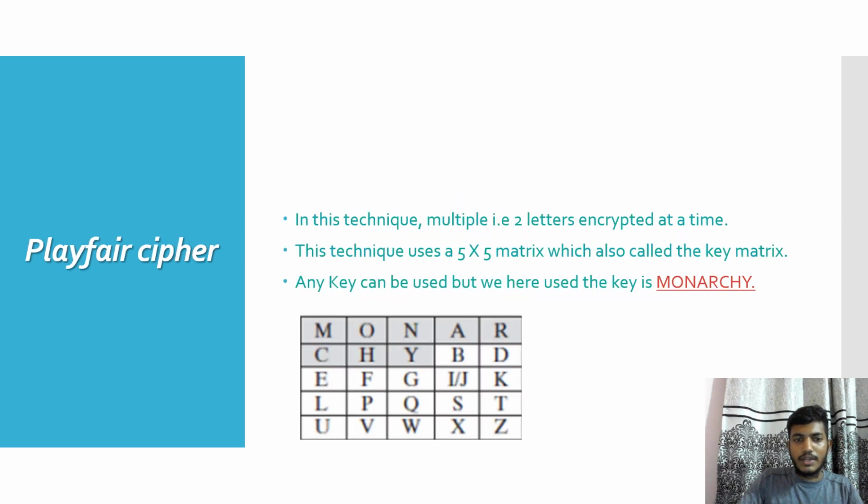Next, Playfair cipher. In this technique, multiple, that is, two-letter encryption happens at a time. This technique uses a 5 cross 5 matrix, which is also called the key matrix. Any key can be used, but here, for example, we are using the key "monarchy". So this is the 5 cross 5 matrix. What we have shaded in gray color here is the key alphabets.